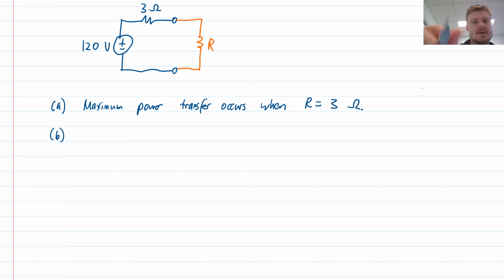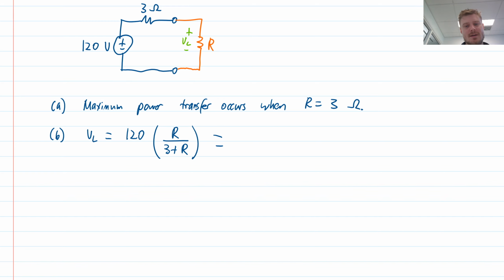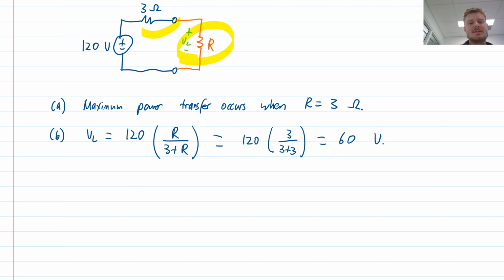So for that, I need to know the voltage across my load. So let's label it here as the voltage across our load. By the voltage divider equation, it's R over 3 plus R. And we know that R is 3 ohms, so this is 120 times 3 over 3 plus 3. So let's calculate that. 120 times 3 divided by 6 is 60 volts. So we have 60 volts there. By the way, as a shortcut, you could have recognized that if these two resistors are the same, then the voltage will be exactly half. So the shortcut would be 120 volts, half of that is 60. I'm showing you the full rigorous way to approach it.